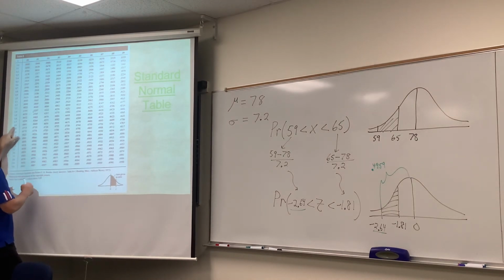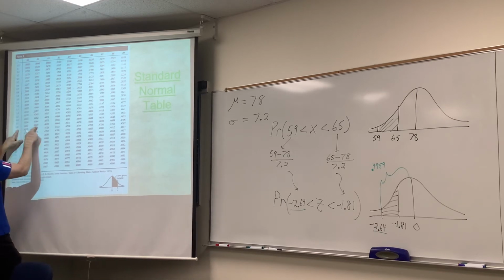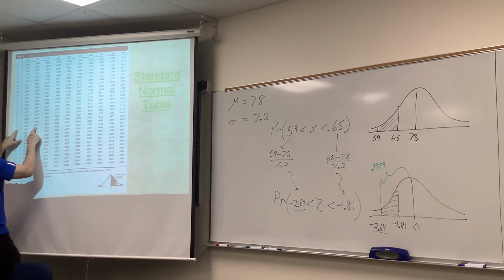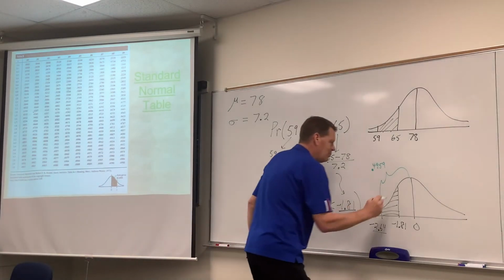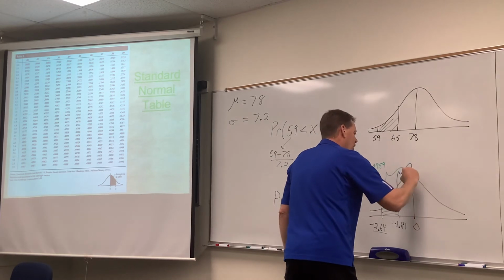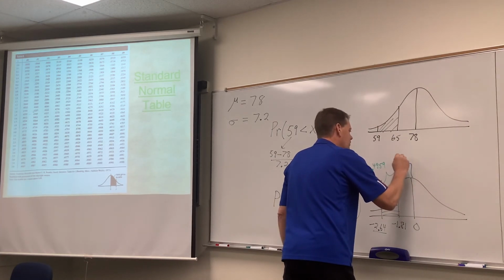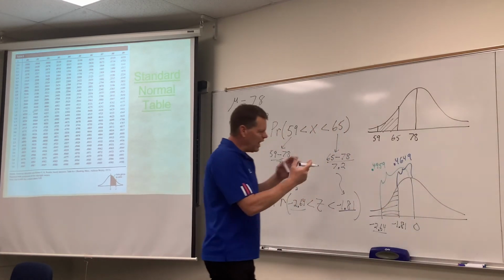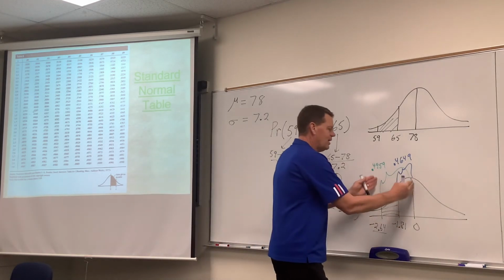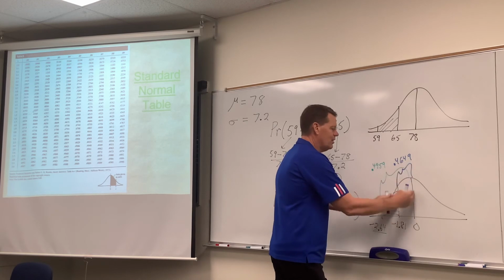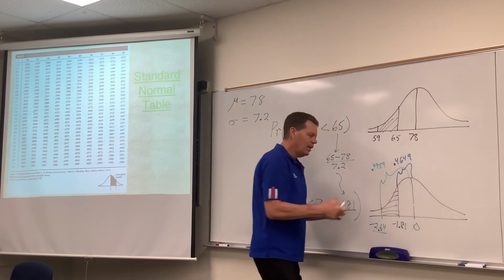So 1.81 gives us a middle sliver of 0.4649, 0.4649. Old man better remember that. 0.4649. Picture got a little bit messy there, sorry for that, but I hope you would agree that we'd want to take this middle sliver and subtract this middle sliver to leave the region that we're looking for.